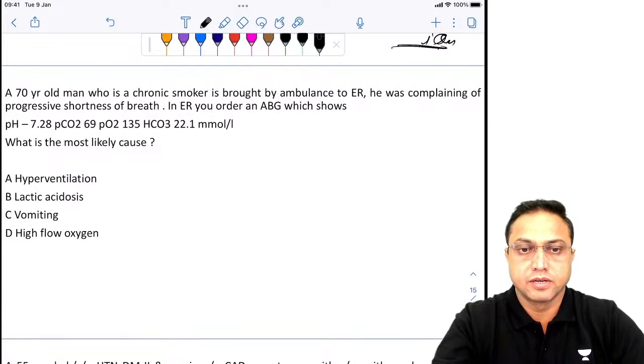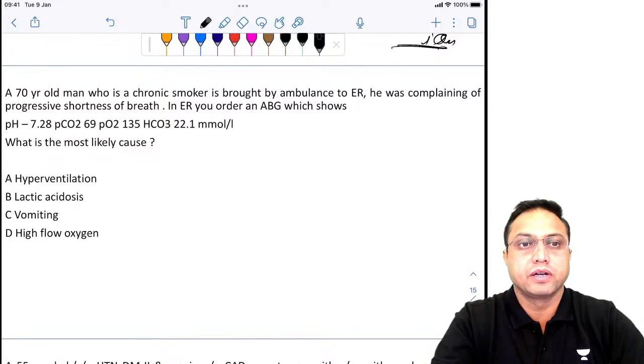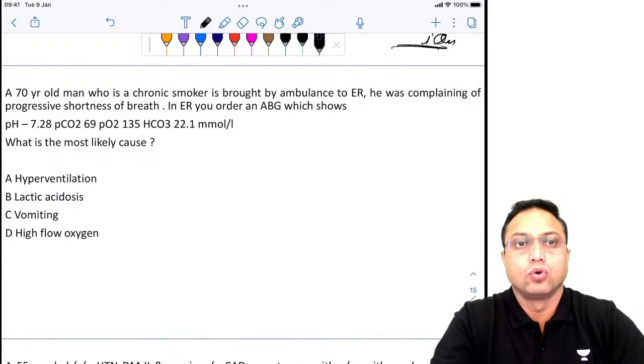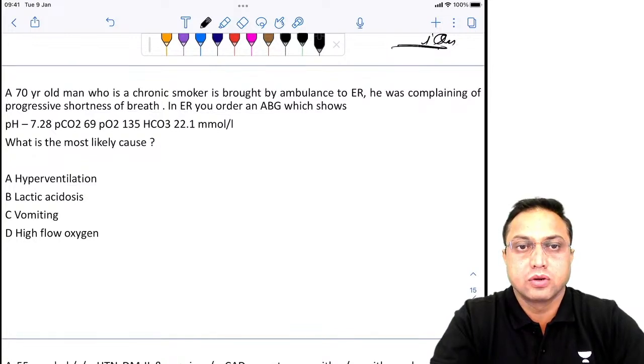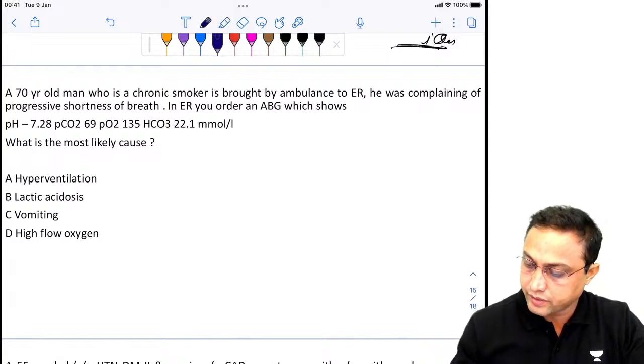Guys, time's up. Let's read the question. What is the most likely cause? Hyperventilation, lactic acidosis, vomiting, high flow oxygen. A 70-year-old man who is a chronic smoker is brought by ambulance into emergency. He was complaining of progressive shortness of breath. In ER, you order an ABG. So you just have to interpret the ABG. That is it, right?